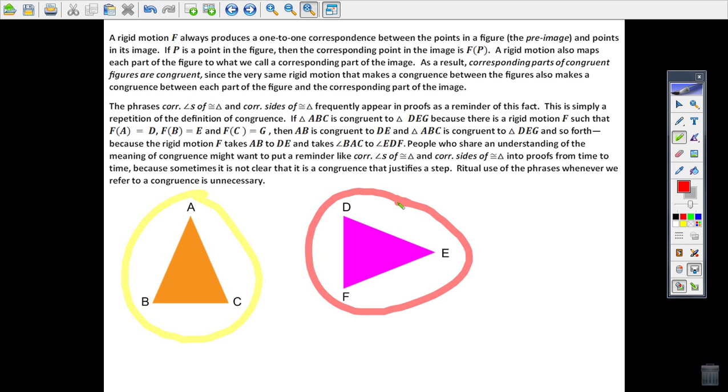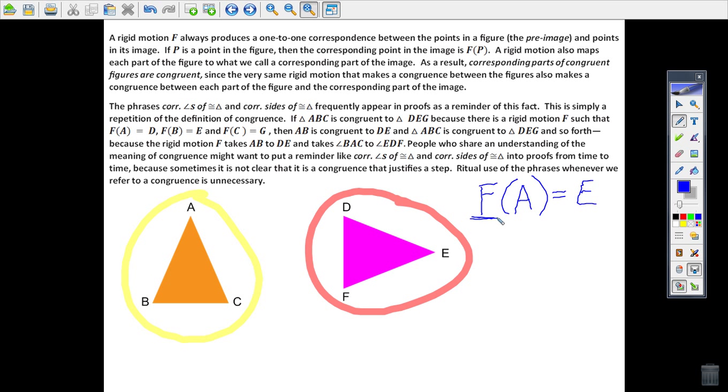Now, if I start with vertex A, which vertex would A correspond with in the image? Well, if you look closely here, you will see that it's E that corresponds to it. So the question then is, can I take A, which is in the pre-image, and will F of A, the rigid motion that I perform on A, result in E? That's the question. That is how I would write that. That's how I would have a discussion about it.